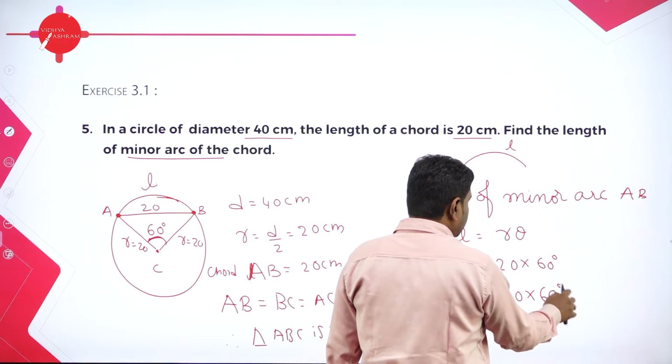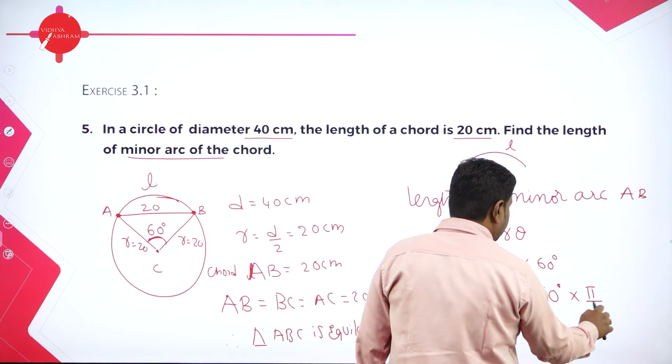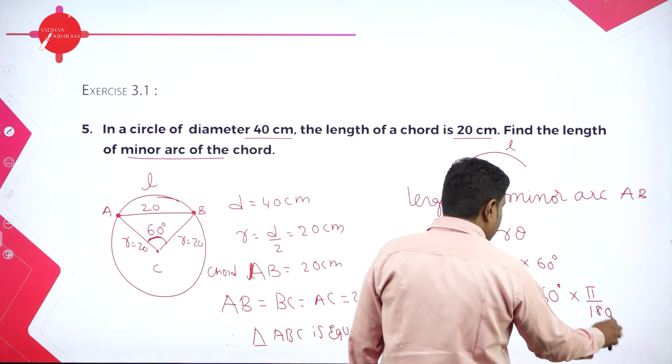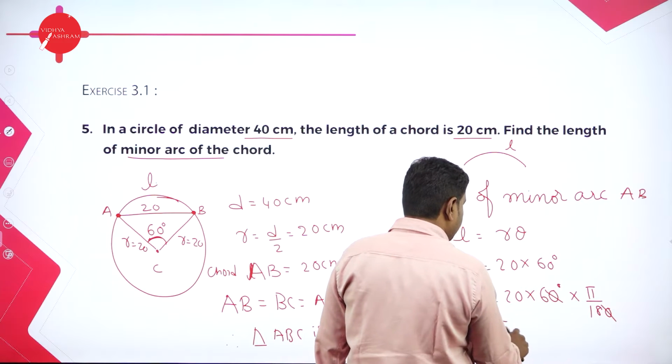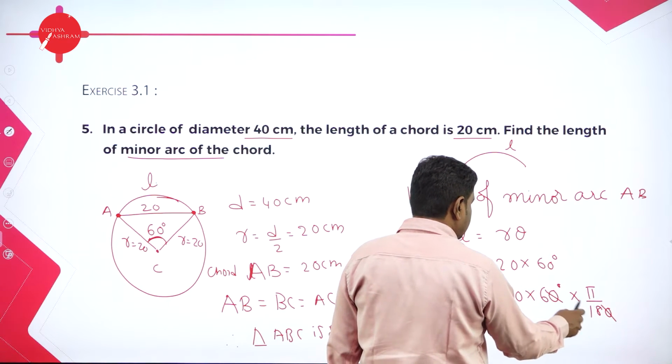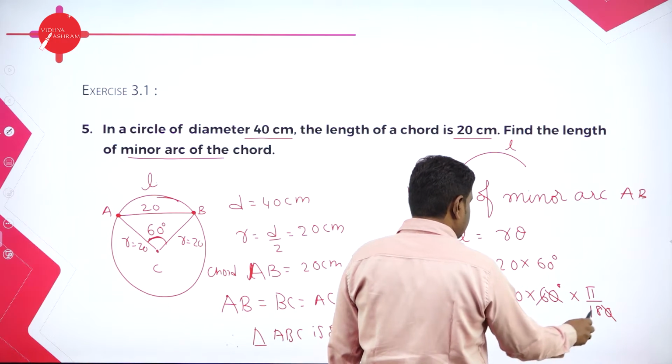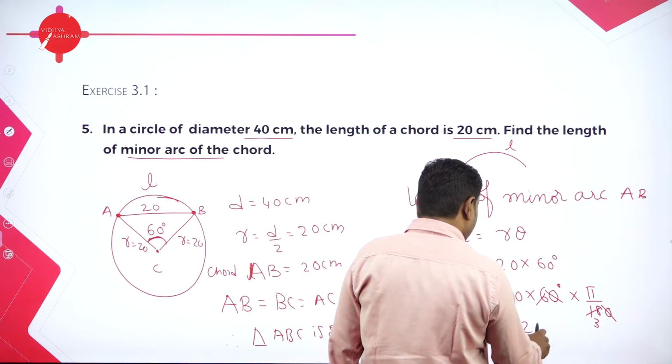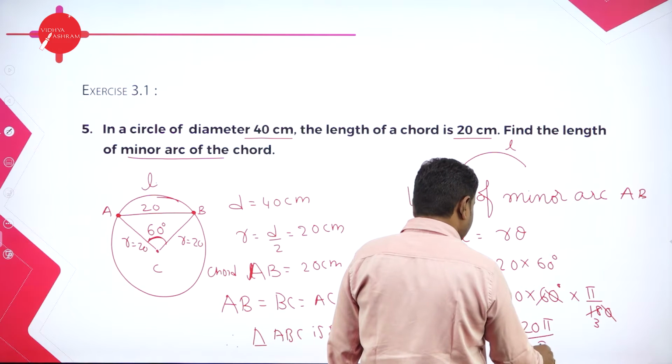How to convert a degree to radian? Multiply by pi by 180. If you do that, the zeros cancel. Simplify this: 6 ones are 6, 6 threes are 18. So we get 20 pi by 3, 20 pi by 3 radians.